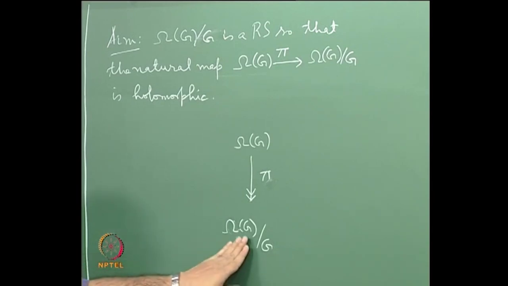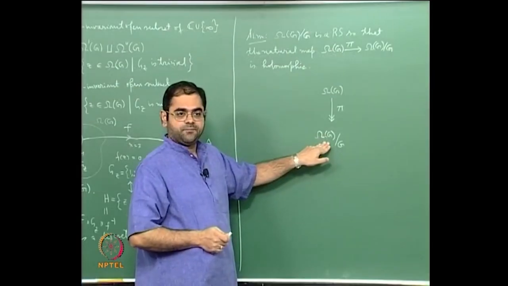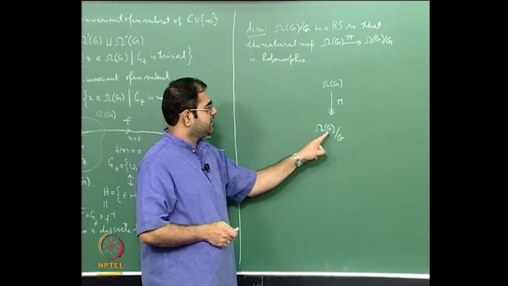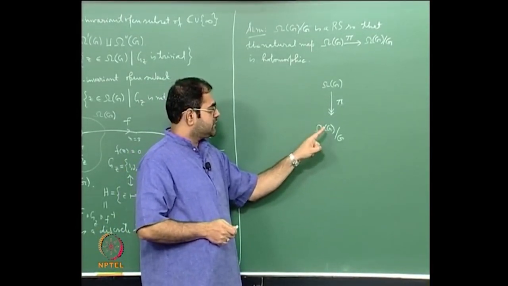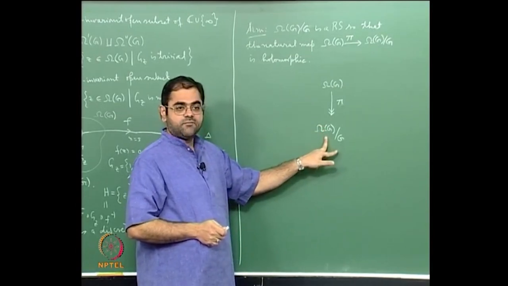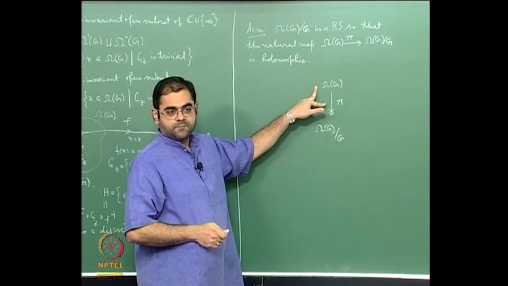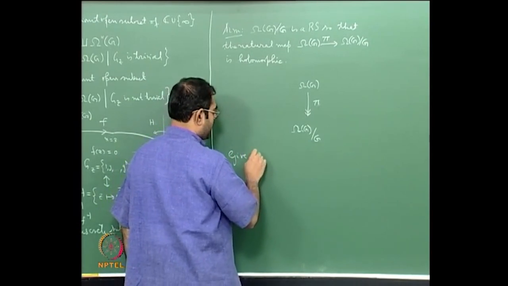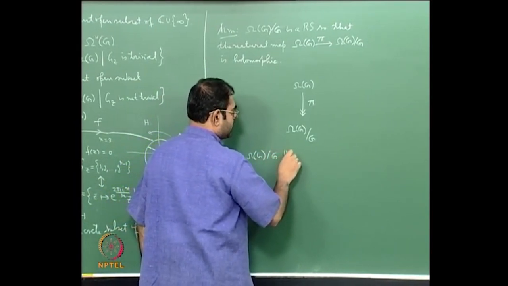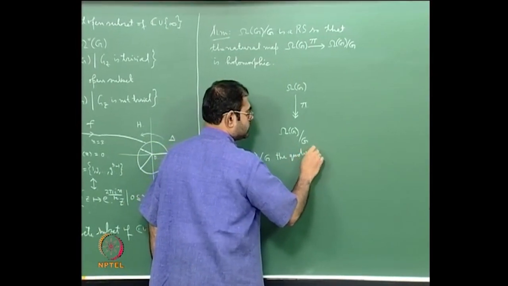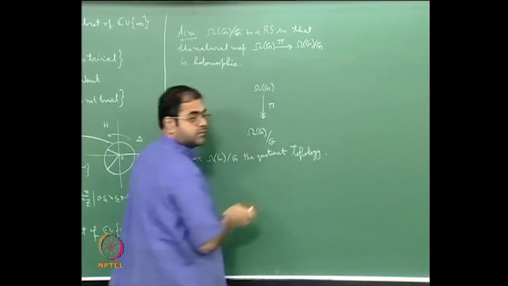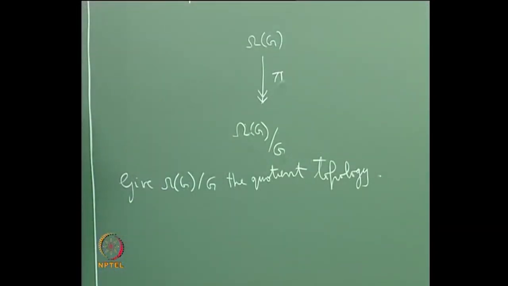The first thing I want to do is make this at least a topological space, and the natural thing one would do is to put the quotient topology, so that this map automatically becomes continuous. What is the quotient topology? It is the topology given by the condition that any subset here is open if and only if its inverse image above is open. Give omega of G mod G the quotient topology.